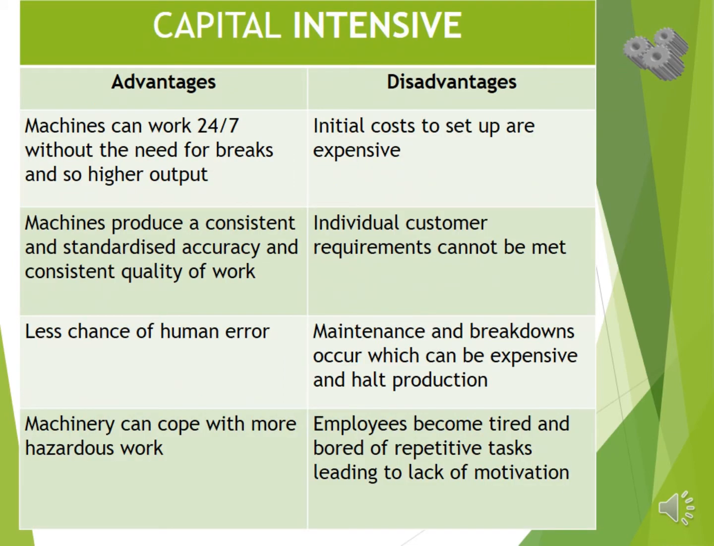As far as capital intensive is concerned, advantages are that machines can work 24/7 without the need for breaks, so you get much higher output. Machines can produce a consistent and standardised quality of work, which means that we've not got the issue of later on in the day your humans get more tired and they make more mistakes. There's no issue with capital intensive production. There's less chance of human error because the machines are doing the job, and machinery can cope with more hazardous work that might be dangerous for individuals to do.